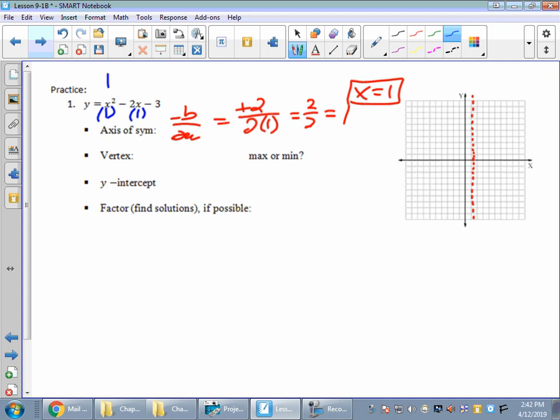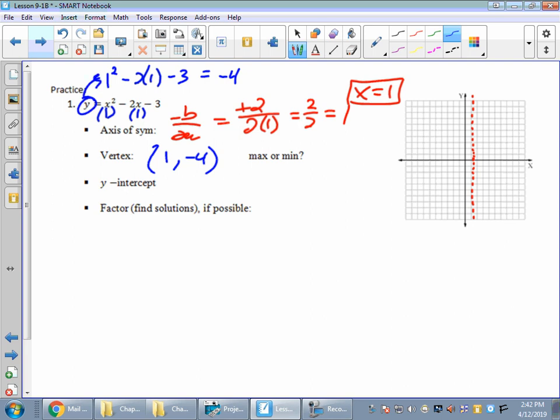So it's going to be 1 squared minus 2 times 1 minus 3. Altogether, for y, 1 squared is 1, minus 2 is a negative 2, minus 3 is a negative 4. So that means my vertex, my x was 1, and my y value is negative 4. Because remember, this is y equals this stuff.